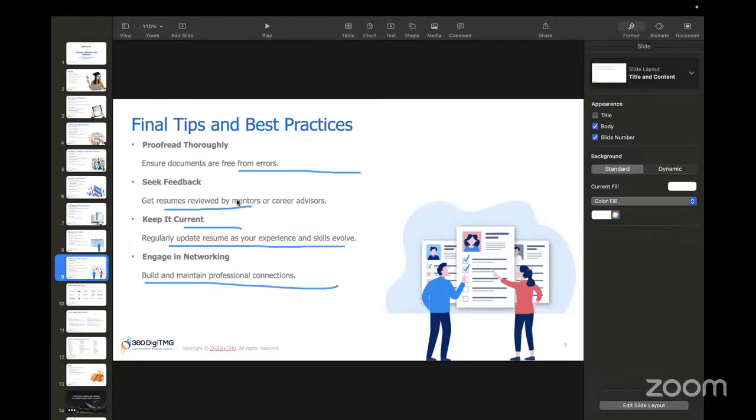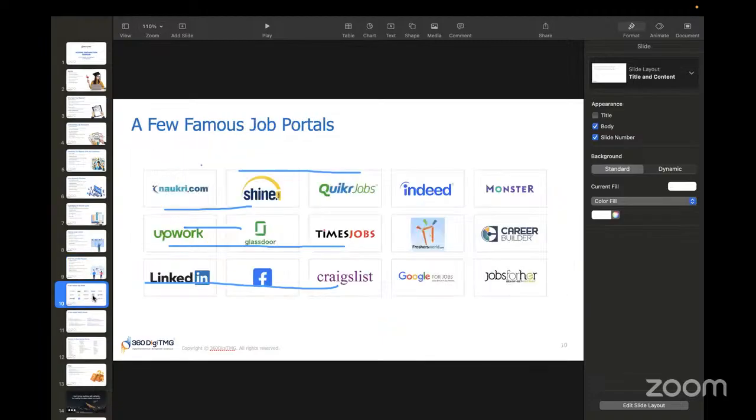Okay, then update your resume regularly, so it will keep your resume current and updated. And engage in networking. Engaging in networking means engaging with people who are in the same job environment or job culture. It doesn't mean networking with friends and friends of friends, and people who are not related to your job culture.